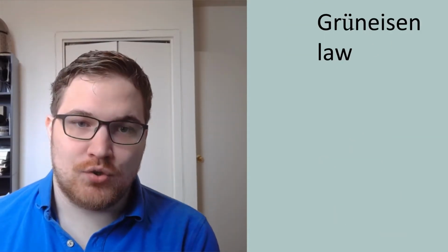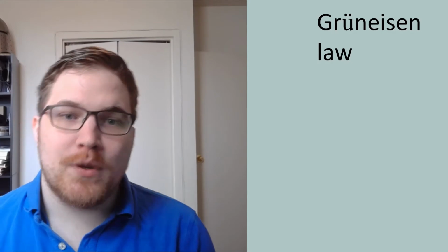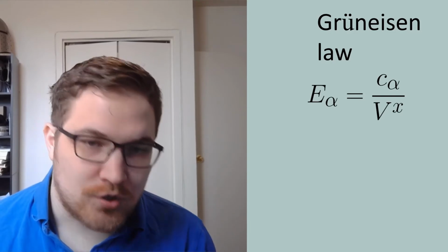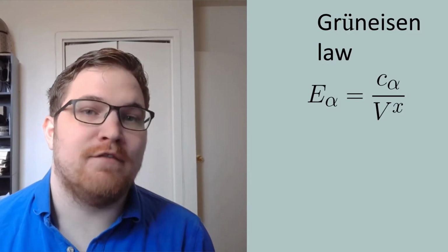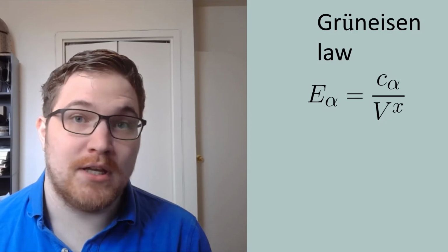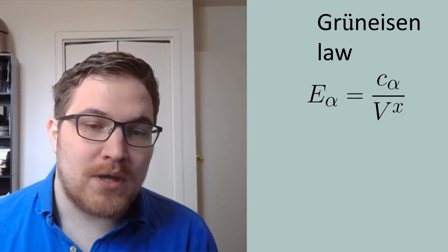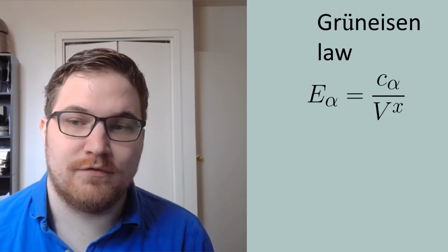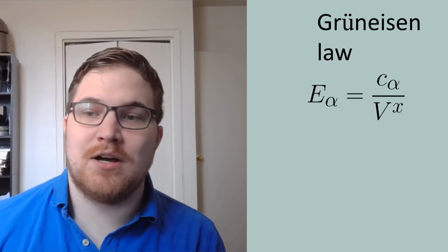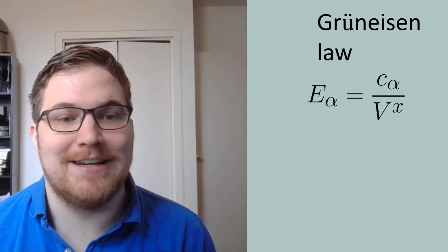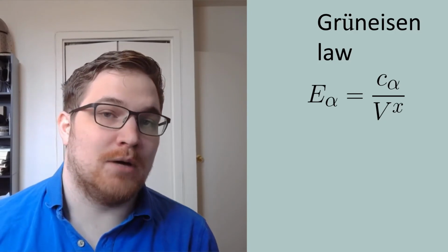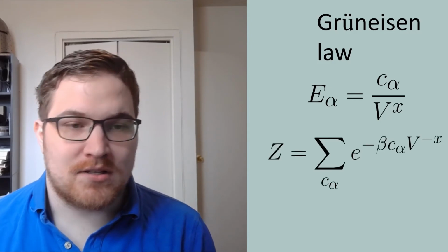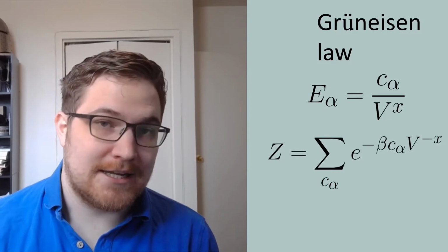We're now in a position to derive Grüneisen's law. Here we are interested in energies of the following form. Alpha here is just a representation of all of the n vectors for all of the particles in our system. So we have alpha as the index of our energy, and we say that the energy as a function of volume can be written as some number c alpha divided by the volume to the power of some number x. This allows us to write the partition function as a sum over all c alphas, like this.